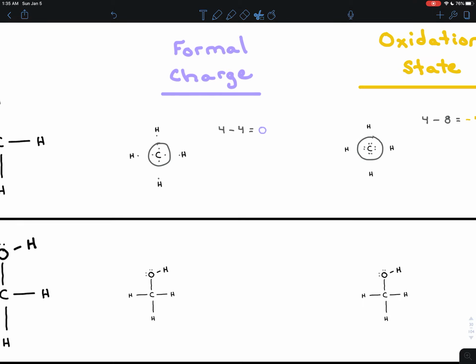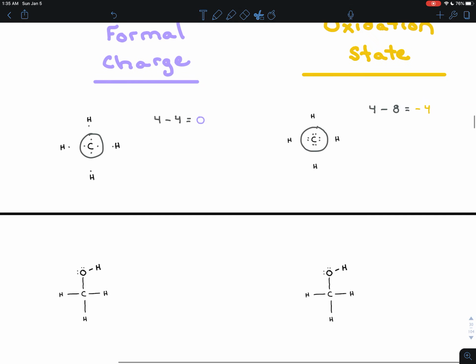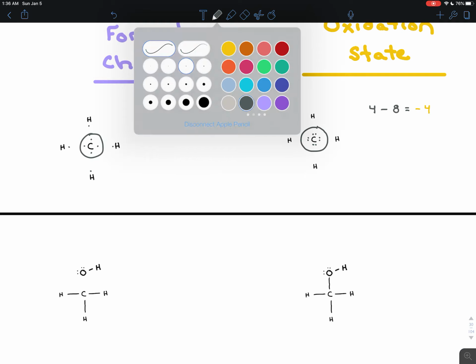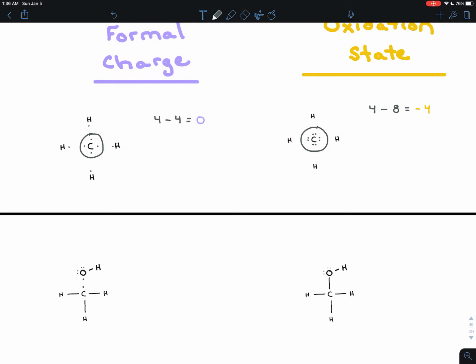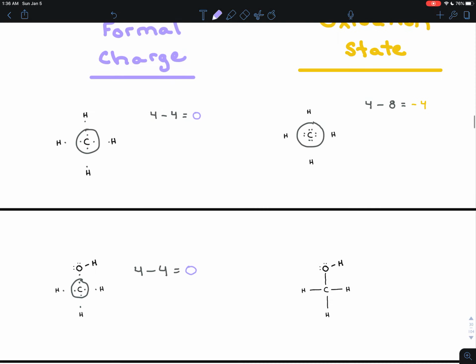So for the formal charge, we're going to assume that each of those bonds is 100% perfectly covalent. So for each bond, I'm just going to replace it. 1 electron will go on each of the atoms in the bond. And notice this carbon has 4 electrons around it. So carbon is in group 4A, it would normally have 4 electrons around it. Here it has 4 electrons around it. And so the formal charge here is 0 again.